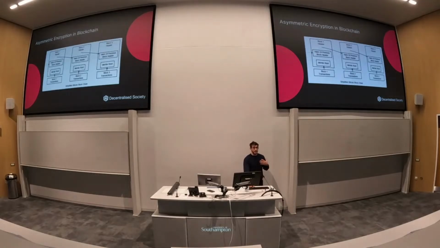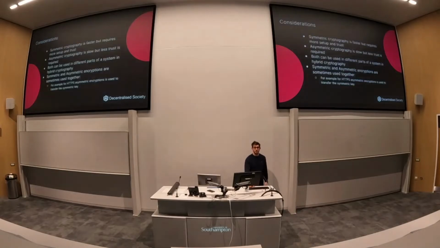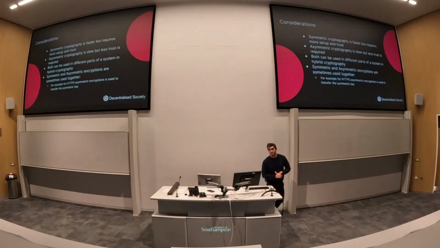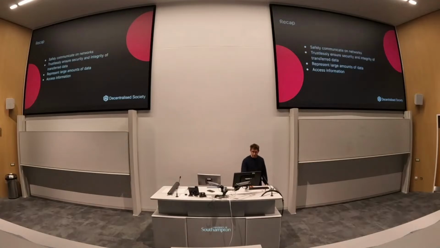Again, we said that asymmetric encryption is used in blockchain networks, and you're going to see more details in the next lectures. And we set some considerations. Symmetric cryptography is faster but not as secure, while asymmetric cryptography is slower, but we trust it more because it's more secure. But they can both be used in parallel, and we call this hybrid cryptography.